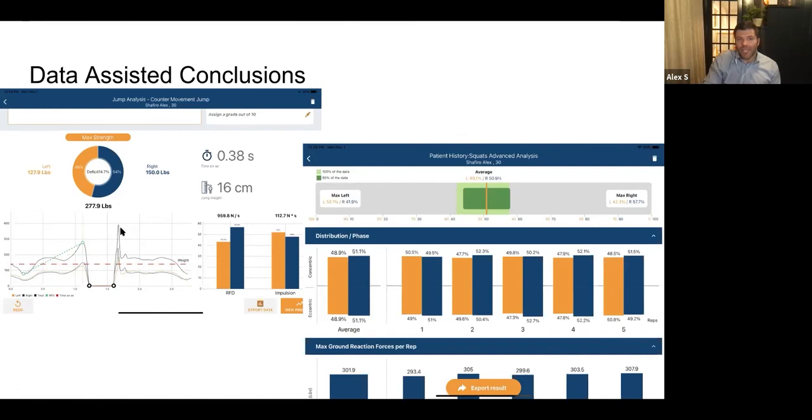And then the landing, right? So here's your resultant factor. And again, the left takes a little bit less of the load, clearly landing a little bit more on the right side, favoring that side as you dissipate that load.